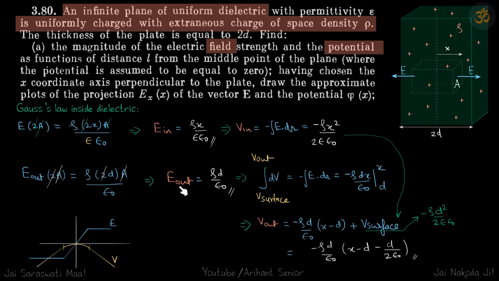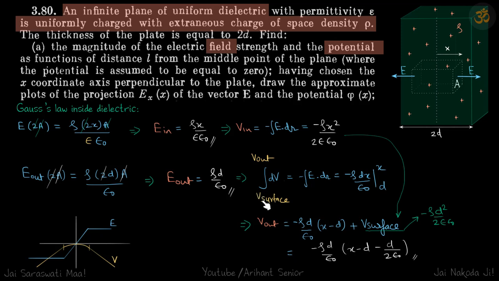Now electric field outside. Again we'll use Gauss law, but this time the point is outside the dielectric, so we will not use epsilon here, we'll only use epsilon naught. So E out into 2A is equal to the charge enclosed, which will be only because of this 2D distance. I'm not drawing the surface outside, but you can imagine that the only charge enclosed will be between these two. So rho into 2D into A by epsilon naught. This will give E out as rho D by epsilon naught.